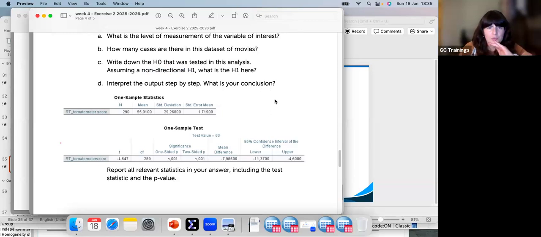Interpret the output. This one's pretty straightforward. We are looking for our p-value, which is over here. We have a non-directional H1, so we choose two-sided p, even though they're the same. You can see p is lower than alpha, so we would reject our H0 and accept our H1, that the population average tomato meter score is not 63. Make sense?